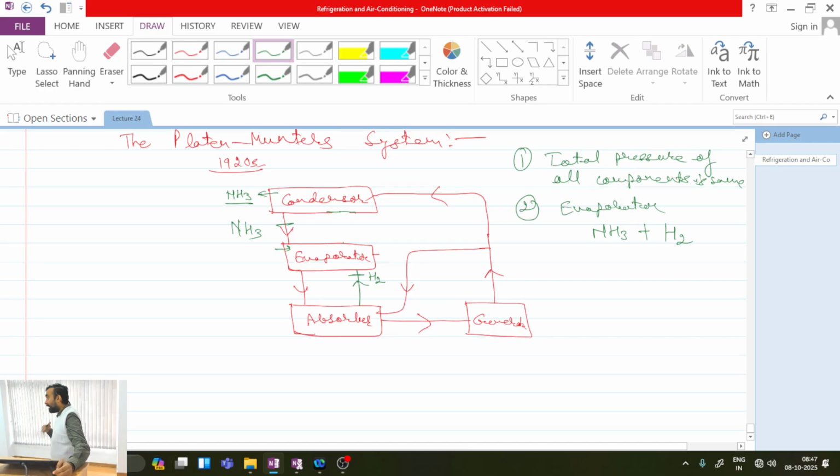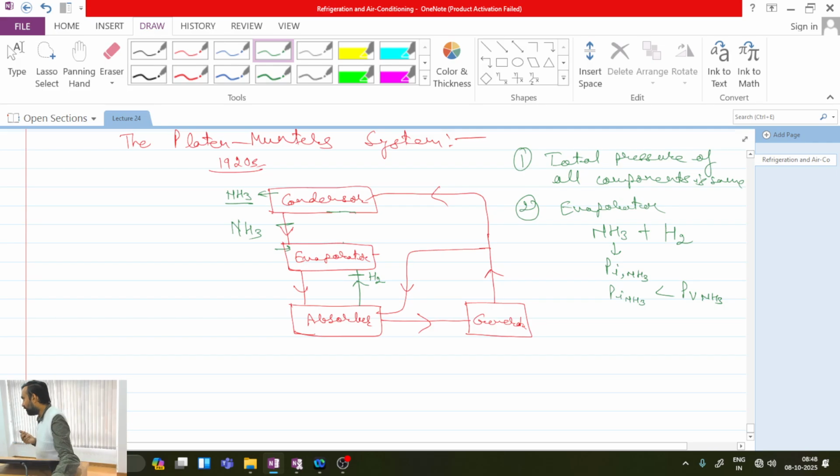If my total pressure is same, then partly pressure is because of hydrogen, partly pressure is because of ammonia. So hydrogen is in the gaseous form and ammonia is majorly in the liquid form, but there will be a small vapor. So here the partial pressure of ammonia will be very less. And if this partial pressure of ammonia is less than the vapor pressure of ammonia, then what will happen?